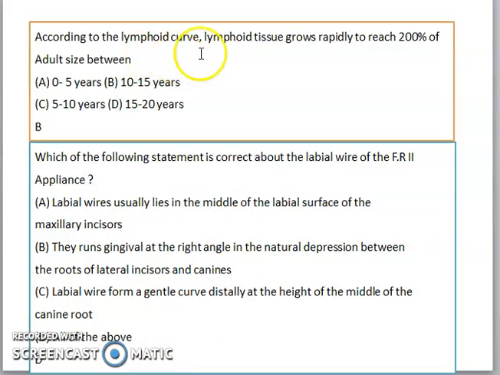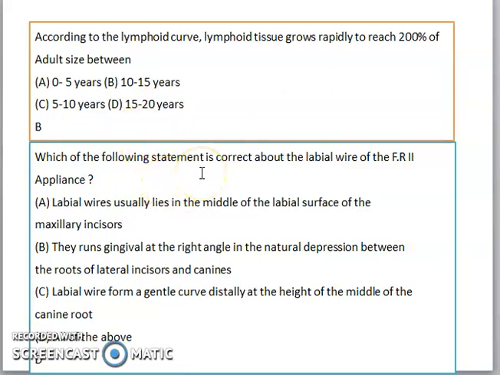Then according to the lymphoid curve, the lymphoid tissue grows rapidly to reach 200% of the adult size between 10 to 15 years. After that, it will show involution, that is a decrease in growth. And later on in adolescence, it is replaced by fat tissue.